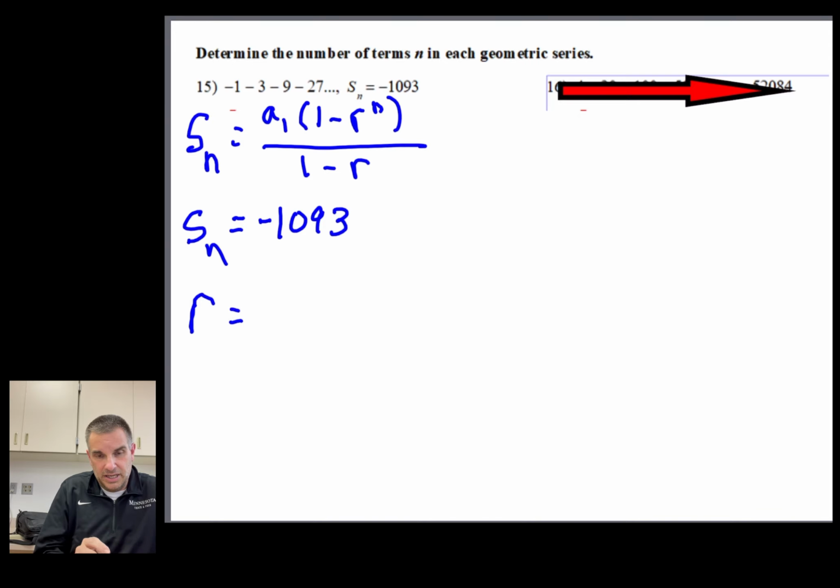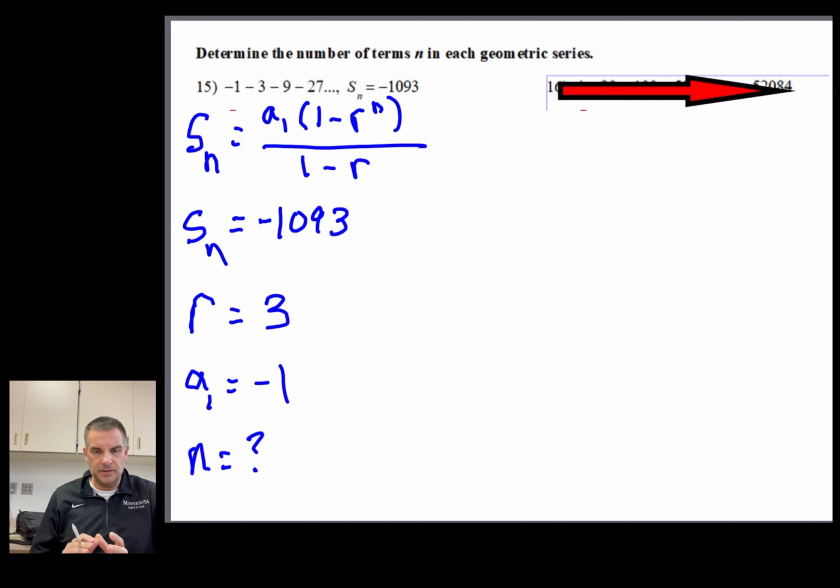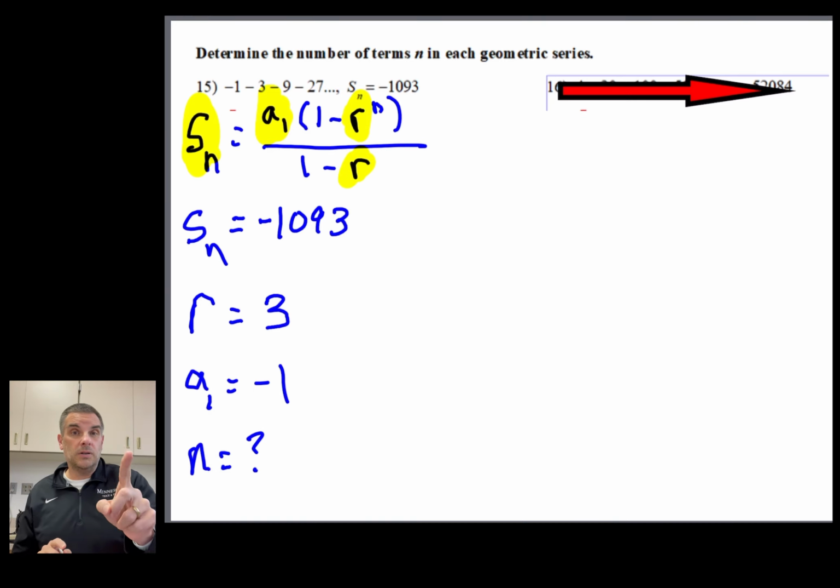Can we find our ratio? Well, it goes from 1 to -3 to -9, so it looks like it's multiplying by 3. So our ratio is 3. Do we know the A1 value? Yep, we know the A1 value. We know the A1 value is -1. What we don't know right now is the n value. That's a question mark. But I can fill everything in but one thing. I can fill in the S of n, I can fill in the A of n. So that leaves me one unknown. So if I have one unknown, I can probably solve for that unknown.